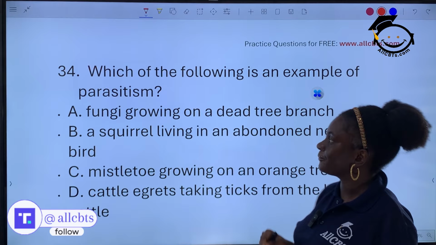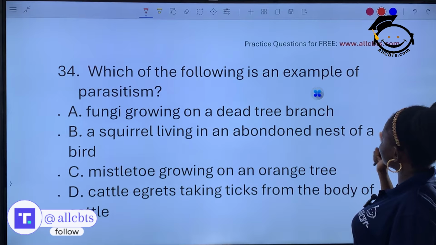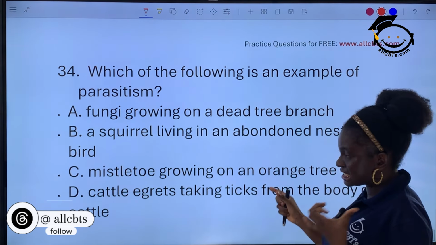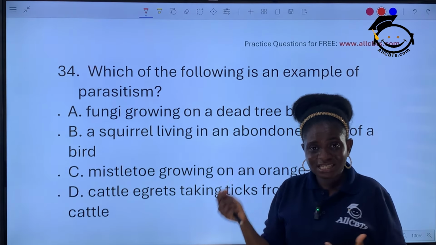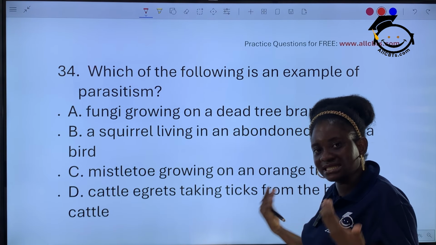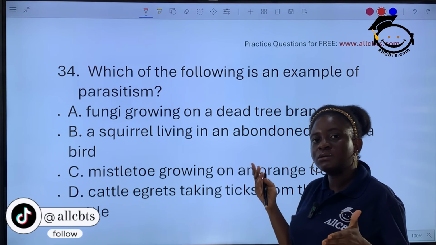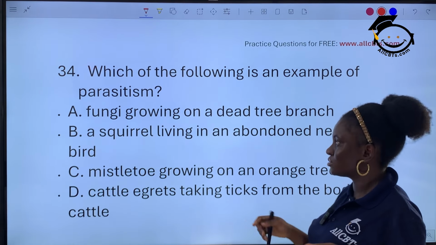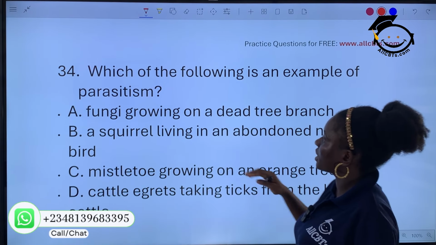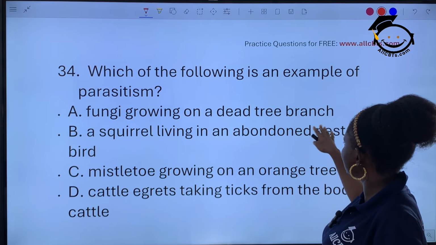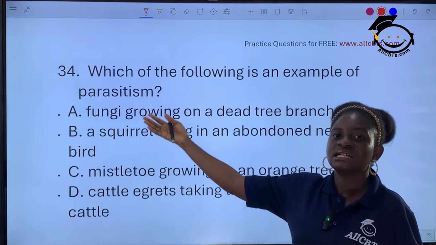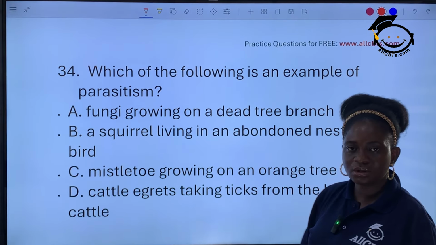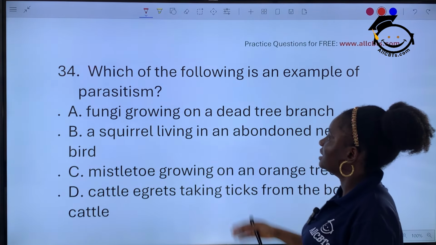Question 34. Which of the following is an example of parasitism? We mentioned parasitism earlier. So parasitism is a kind of feeding relationship where one party is harmed and the other is not harmed. So that's parasitism. So A, fungi growing on a dead branch tree. This is saprophytism. That means bacteria growing on dead organic matter.